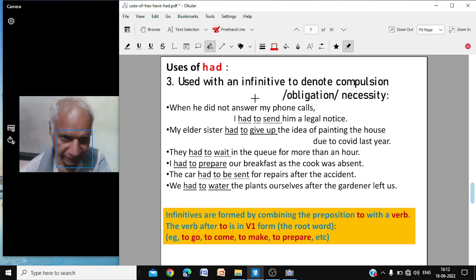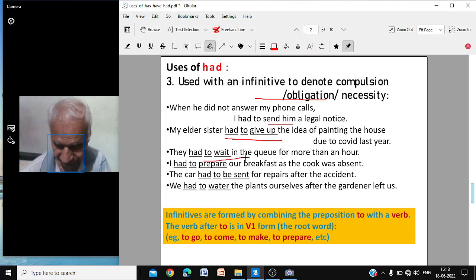Had is used with an infinitive to denote compulsion. When he did not answer my phone calls, I had to send him a legal notice. I had to send. I had no other way. My elder sister had to give up the idea of painting the house due to COVID last year. Had to give up. No other way. They had to wait in the queue for more than an hour.